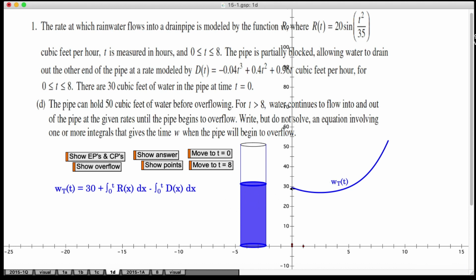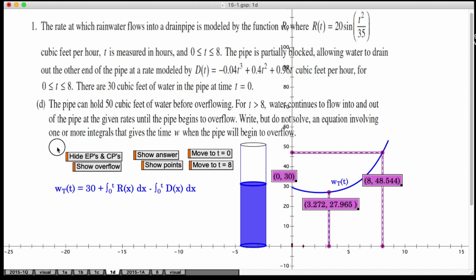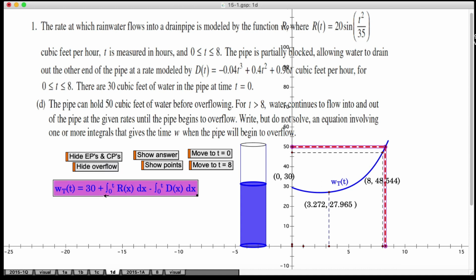So at time t equals 0, you can see the height is 30. This is the critical point over here where it got less. And then here at time t equals 8, it went up to 48.54. But you can see the curve keeps going on up. So it's going to begin to overflow shortly after time t equals 8. You can see now it's going to hit 50. The pipe will start to overflow there.